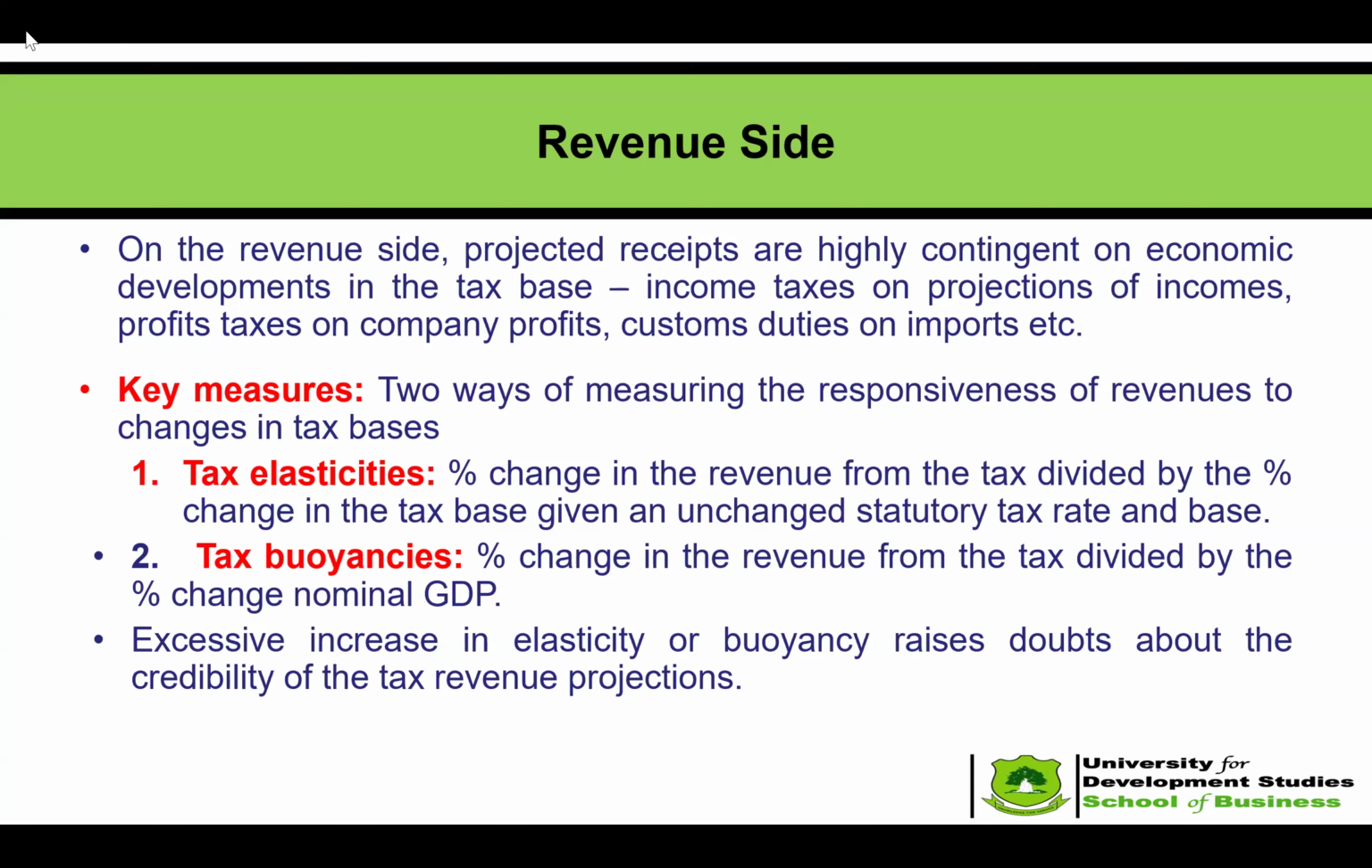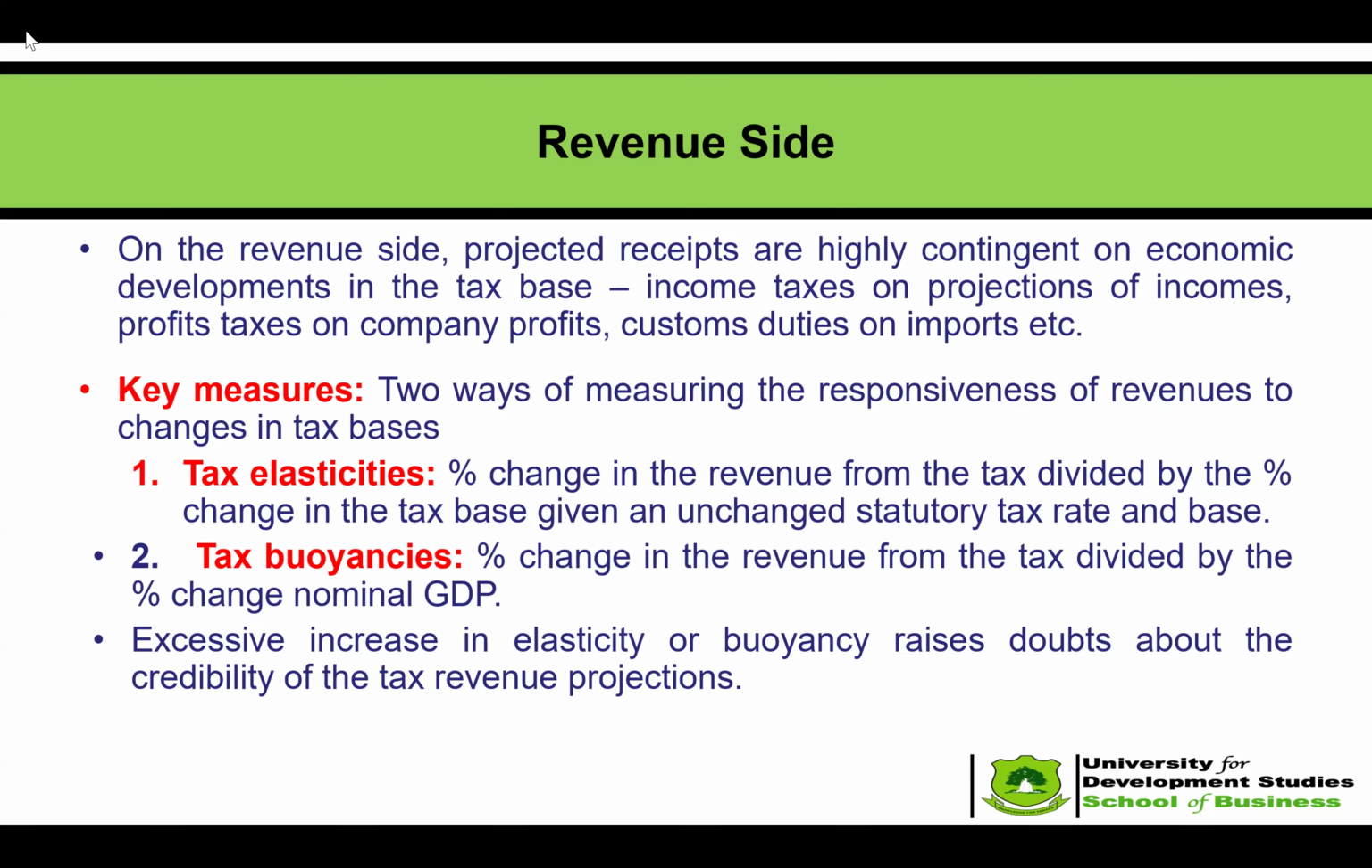So those two things, when they come into play, will tell you whether what the government is saying is actually credible or not. So the tax buoyancy, we are looking at what? The percentage change in the overall tax revenue, divided by the percentage change in the nominal GDP. The value that you get will let you know whether what the government is projecting in the budget is actually credible or not credible. In all these things, we estimate it and then compare to the historical trend.